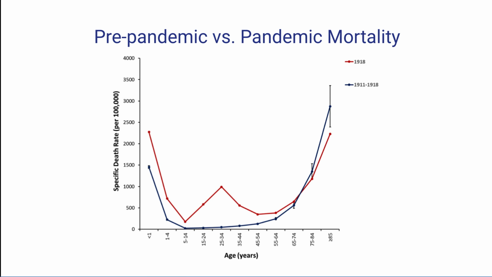This chart shows the death rates by age for influenza and pneumonia infections for the 7 years before the pandemic and during the pandemic. The blue line shows the death rate by age for influenza and pneumonia mortality in the years leading up to the pandemic. The red line represents the death rate during the pandemic.